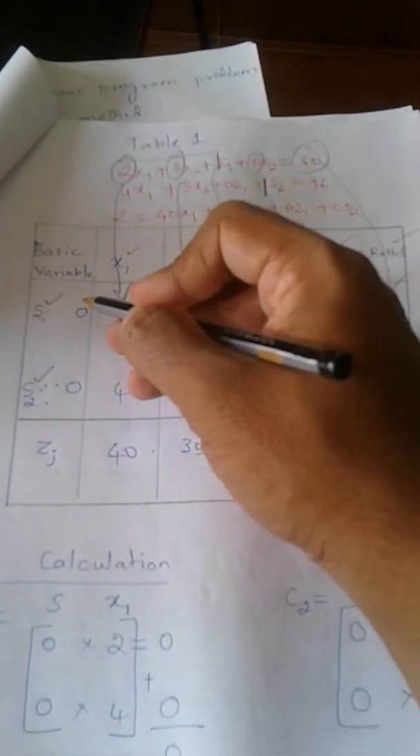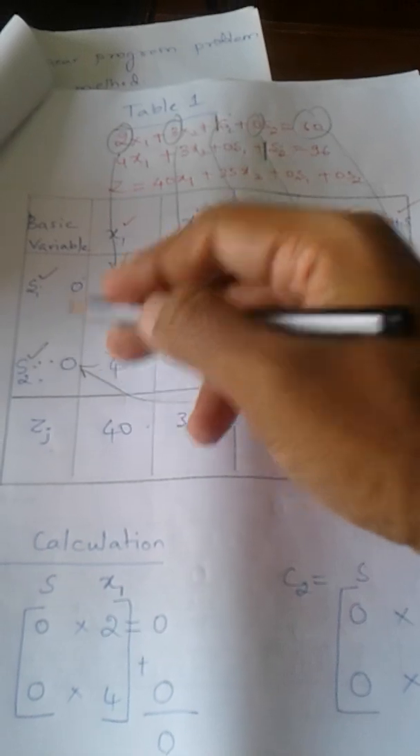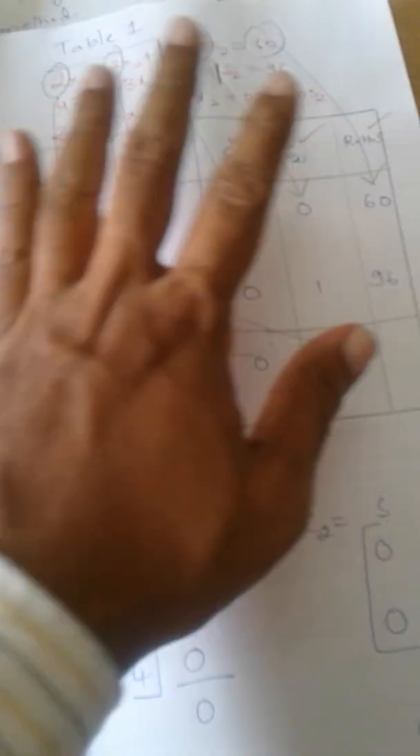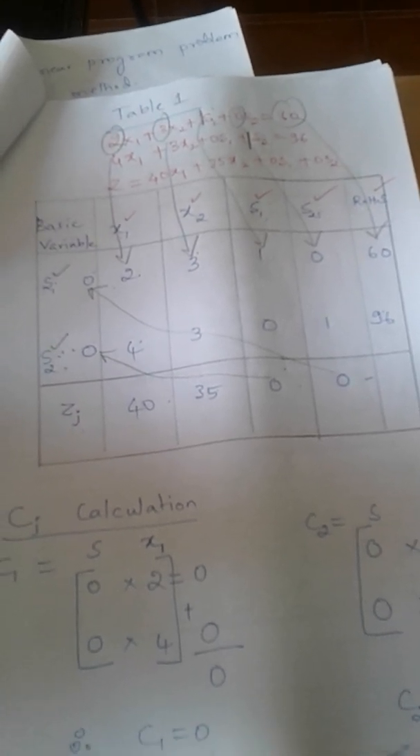Now how to consider this 0 and 0? The 0 and 0 come from this: the coefficient of s1 is 0, and the coefficient of s2 is 0. This is how we are supposed to consider the table values.